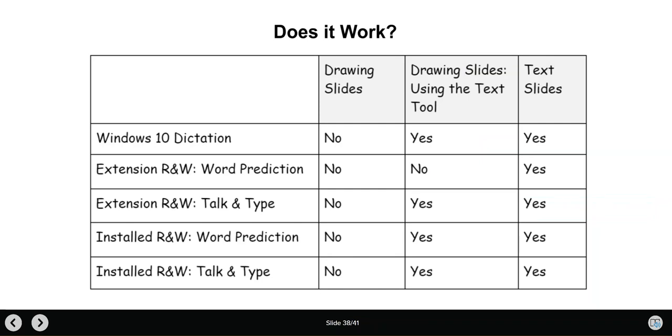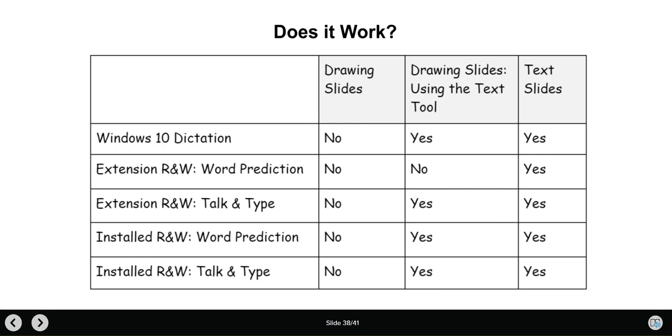So just to give you an idea of some of the different tools that we have and whether or not they work in Pear Deck, the Windows 10 dictation, which is that Windows key H shortcut, will work in drawing slides if you're in a text box, but not just drawing anywhere. It will also work in the text slides. The Read&Write word prediction doesn't seem to work in the text tool in a drawing slide, but it does work in text slides. The Read&Write talk and type works both in drawing slides, text boxes, and in text slides.